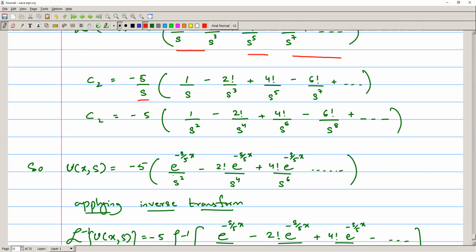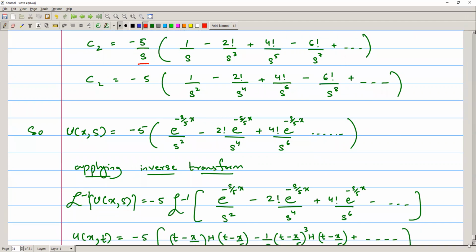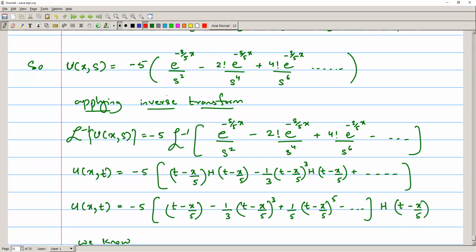Now we just need to multiply this whole by e to the power negative s over 5 x, because u of x comma s is equal to negative 5 over s times c2 times this function, that is e to the power negative s over 5 x, right? So it's multiplied by the bracket, and now what we get is this function. So we can apply the inverse transform to this function to find the function in the form of u(x, t).